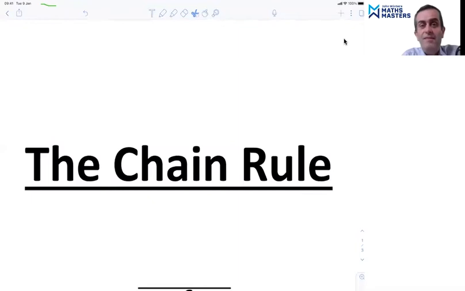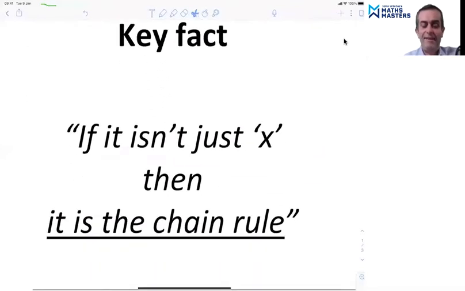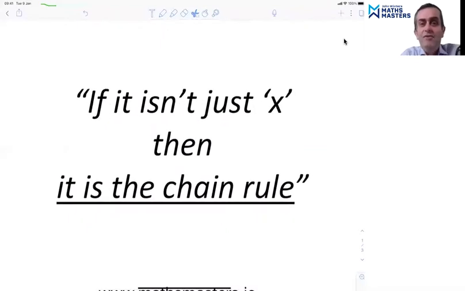It's one of those things that's really, really easy to do, but it's also really easy to forget how to do it. The biggest problem with the chain rule is knowing when you should use it. And that's the first thing that I'm going to deal with, this key fact. If it isn't just x, then it is the chain rule. If you remember that simple fact, you will never go wrong with this.